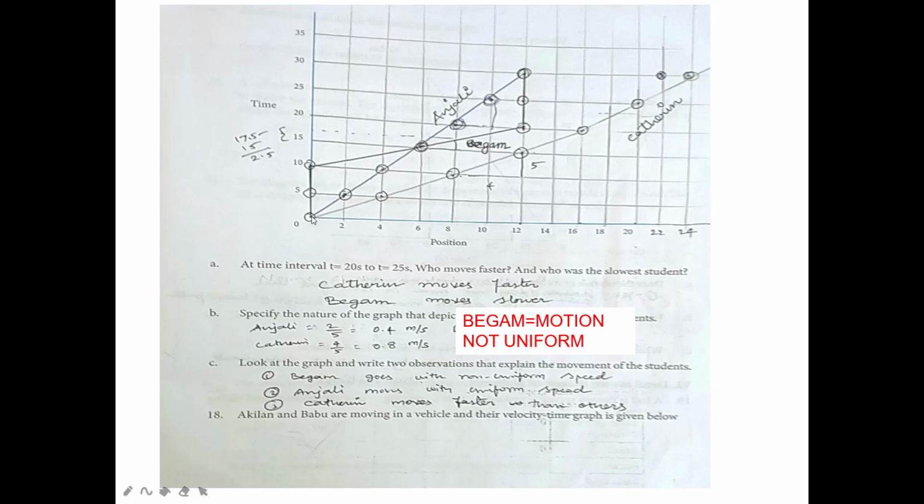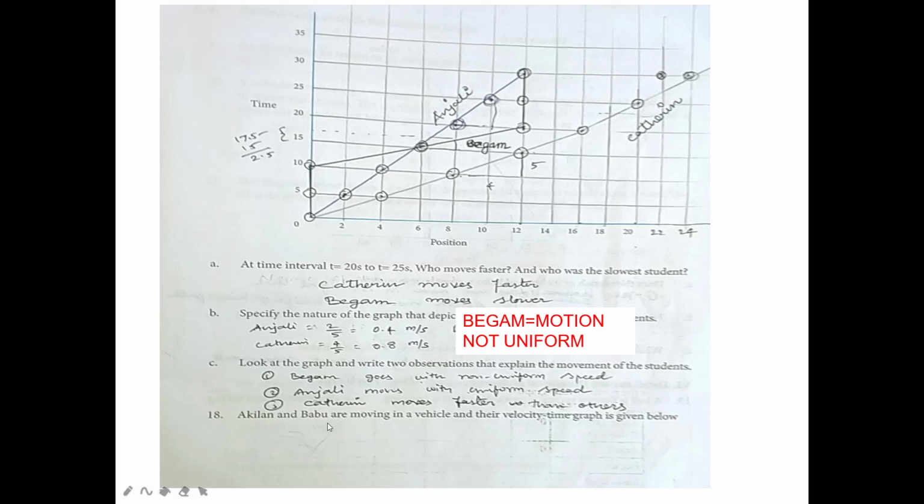See here, he is starting from here, and if you observe the straight line motion, it will be only from this point to this point, and then she will not move from this point to this point. Okay, so Beham's motion is not uniform, it is non-uniform. Anjali moves with uniform speed and Catherine also moves with uniform speed, but Catherine moves faster than others. That we can calculate in this place.